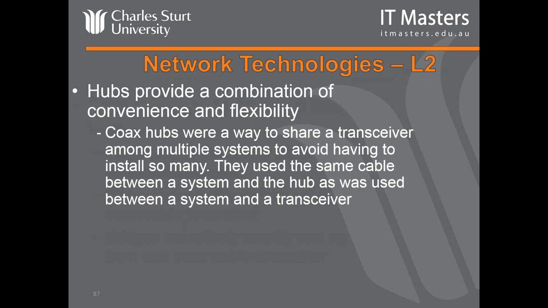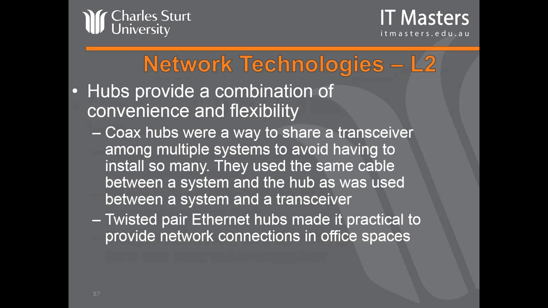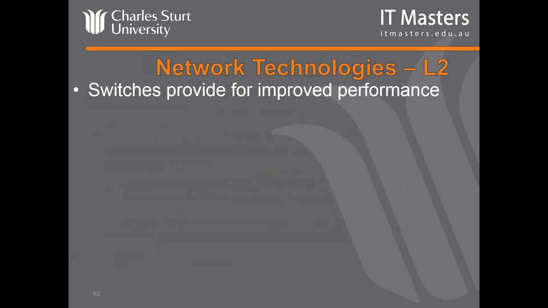Hubs, these are just a way of whacking everything together. We started with coax, and we've moved into twisted pair. These allowed us to make a simplified way of connecting much. And a hub is just a repeater. It's just a little bit of a power source that takes everything and pumps it out everywhere. So everything on a hub gets shared everywhere.